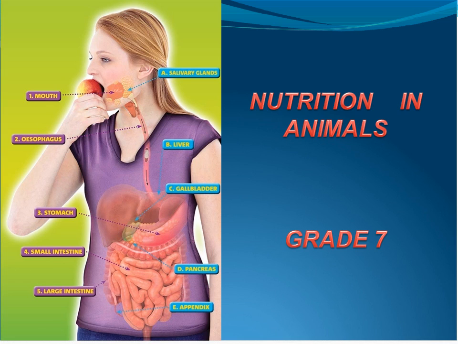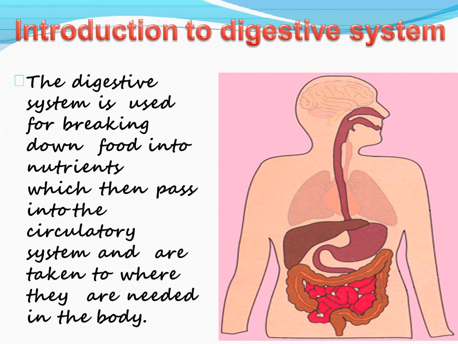Today we are going to see a new chapter from the NCERT science book, and the name of the chapter is Nutrition in Animals. Among the human body systems, one of the major systems which does various functions in our body and provides us enough energy is nothing but our digestive system.